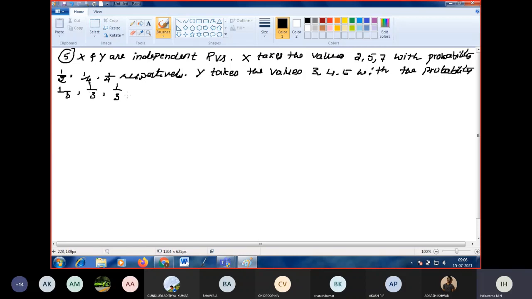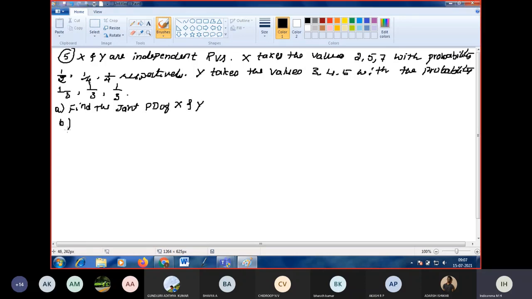First question, find the joint probability distribution of X and Y.